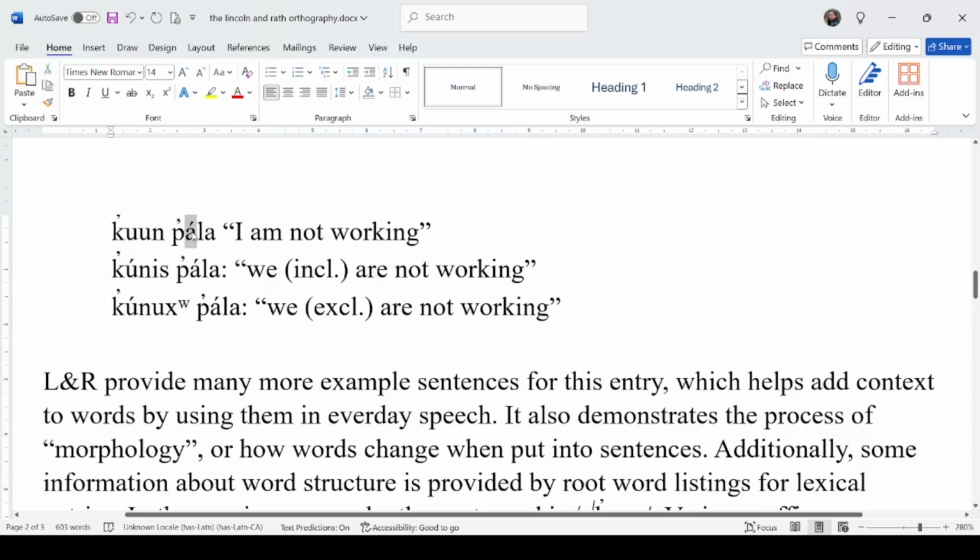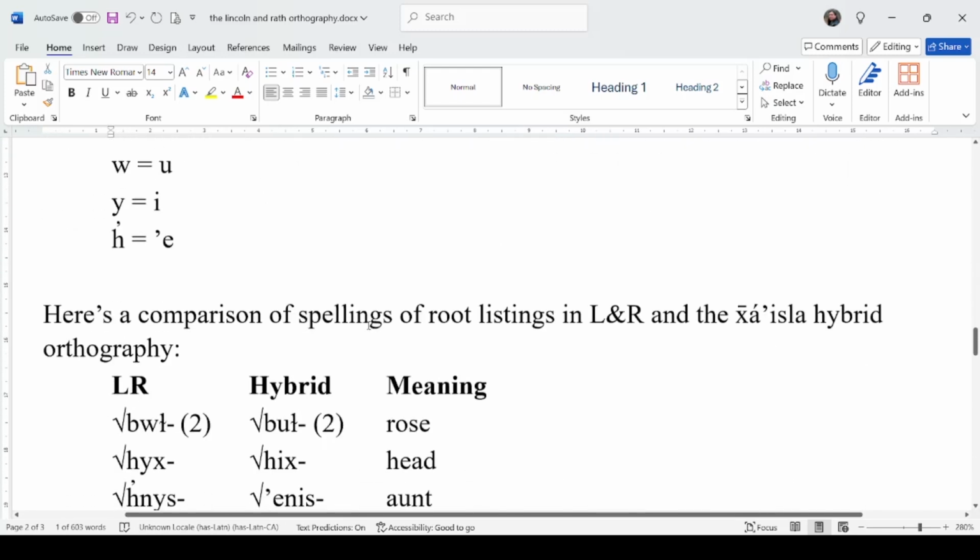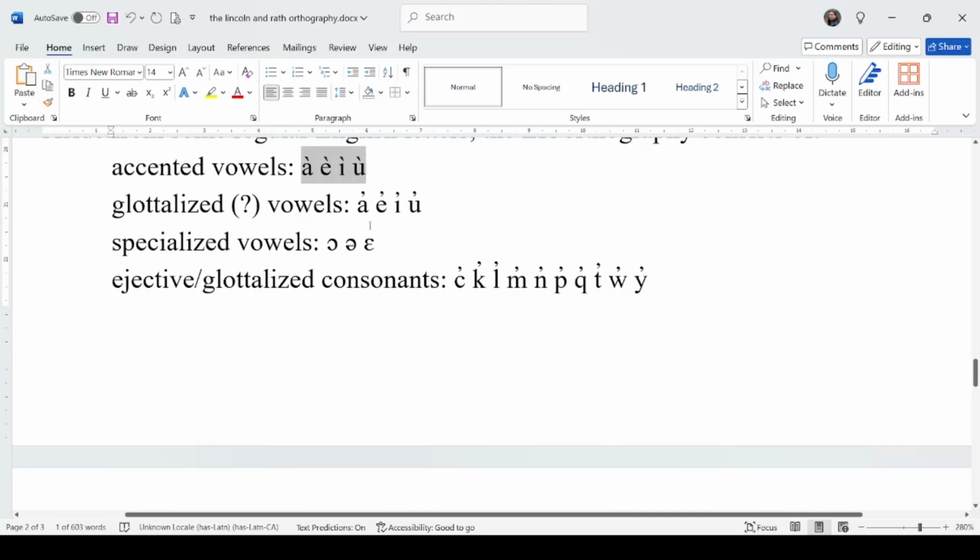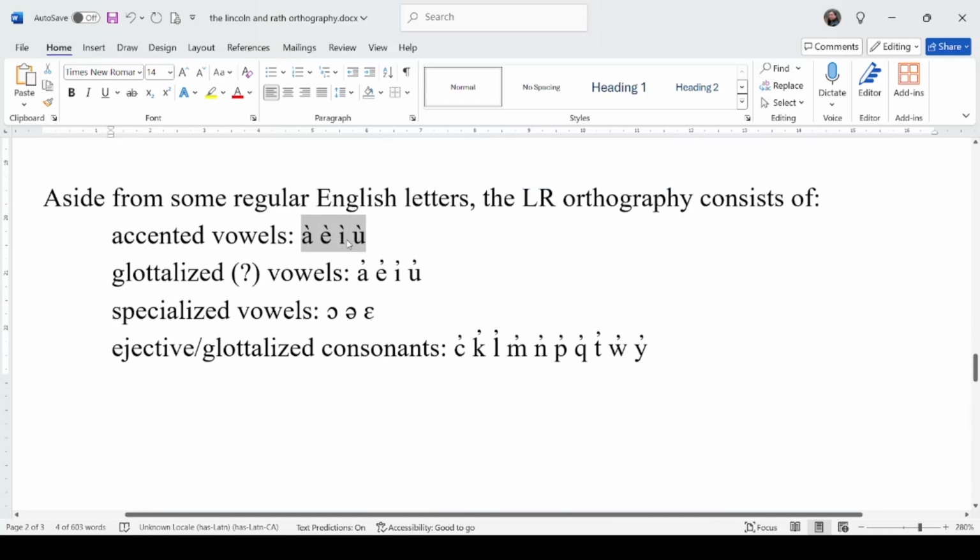So you see this dash on top of this A is pointing to the right. That's an acute accent. These ones are all pointing to the left, so these are grave accents. They're pointing the opposite way of what you would see in the hybrid orthography. This tells you where to place emphasis in a word, and not every word in the Lincoln Rath dictionary has these. Lincoln Rath believed that there is a predictable accent in the Haisla language, so they tended to not include accented vowels. They assumed that you would know where the accent would be placed based on the word structure, but realistically that would require a lot of training in order for you to understand.